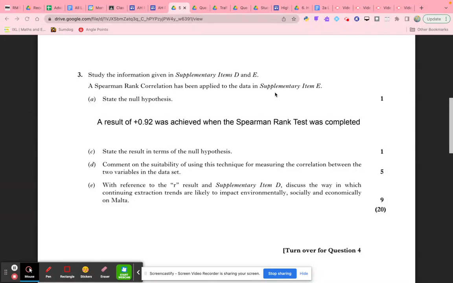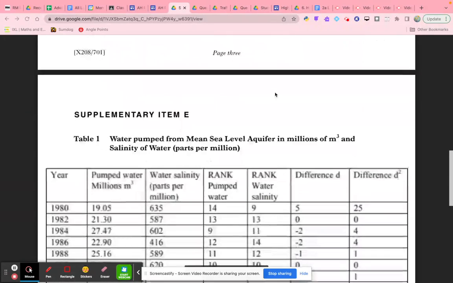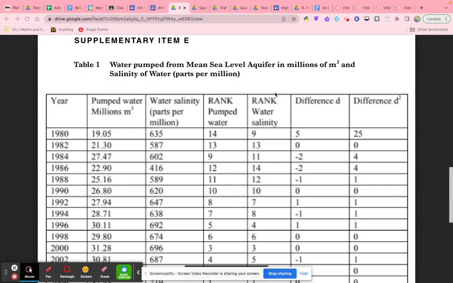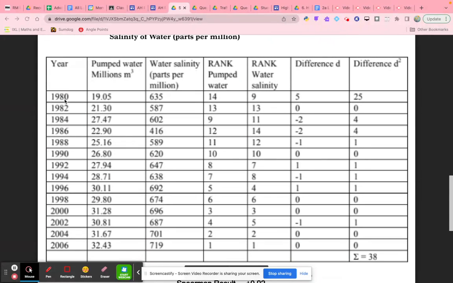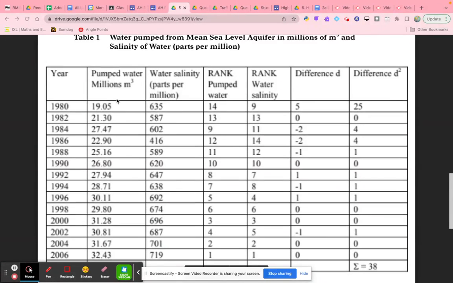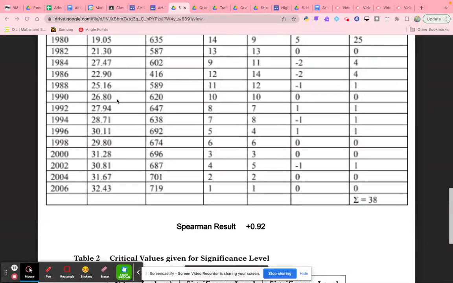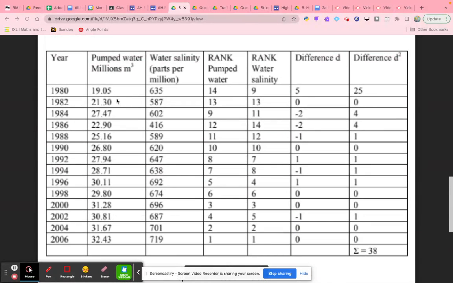So let's just have a little look at supplementary item E to judge what it is. We are told about the water pumped from mean sea level aquifers in millions of cubic meters and the salinity of that water. So we've got the pumped water, so how much water they're having to pump across a period of time that we can see in 2-year intervals. And we can see here's the water salinity, that's the amount of salt in the water over that period of time. So clearly we're wanting to see if there is some kind of relationship between the amount of water being pumped. In this case, we're looking at Malta, on the island of Malta.